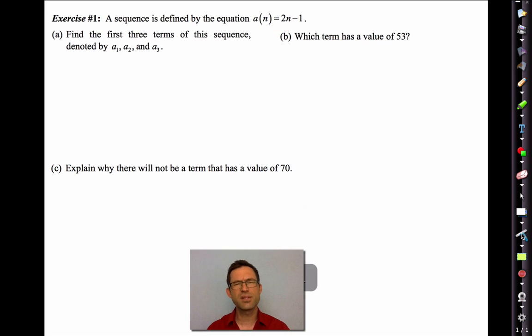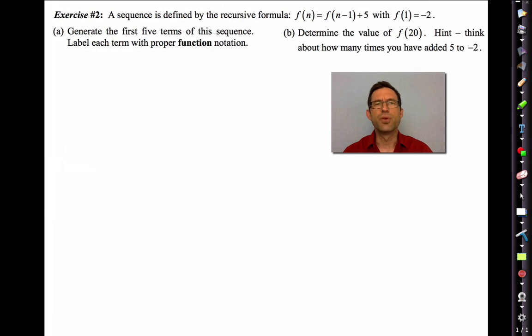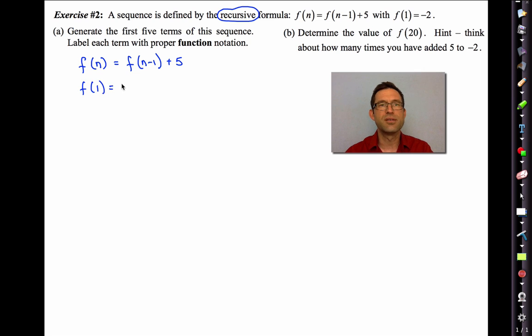Okay, clearing this out. Let's get a little more work with sequences. Exercise 2. A sequence is defined using the recursive formula. This is a term probably buried somewhere deep in your head. Recursive formula: f of n equals f of n minus 1 plus 5, with f of 1 equals negative 2. So let me just write this down. Now this is function notation. We know f of 1 is equal to negative 2. This is our first term.